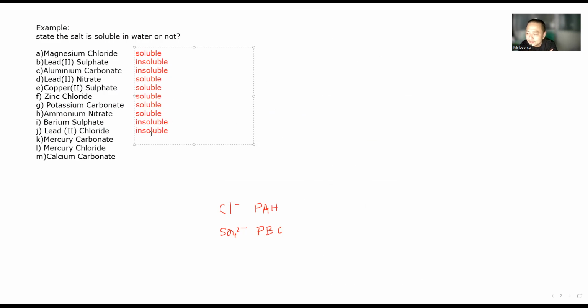Mercury carbonate. Soluble? Carbonate. Carbonate, mercury not so good, and then carbonate again. Mercury is in a quite low position, very hard to be soluble. So plus it is carbonate. So insoluble. Am I right? Mercury carbonate.